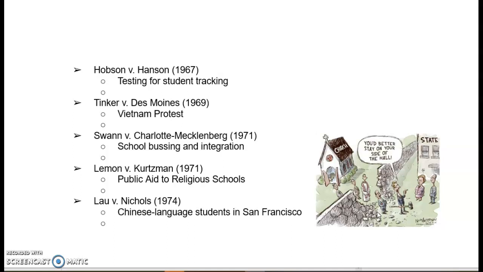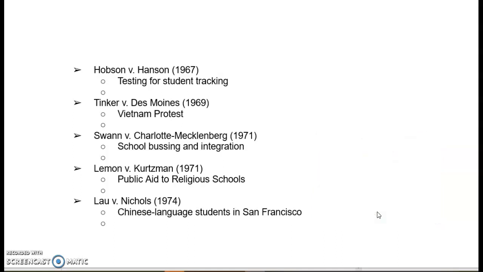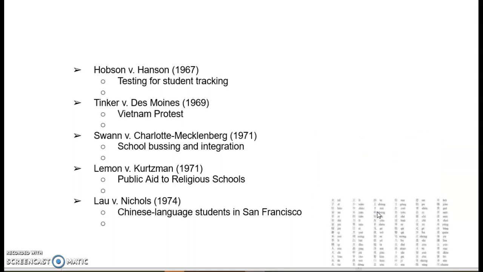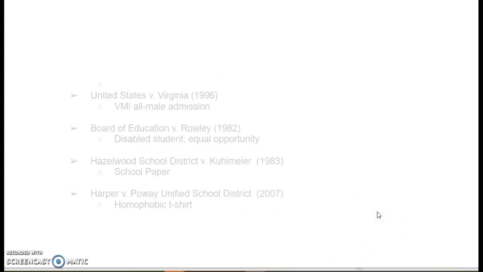And then Lau versus Nichols was about students not being able to access education because they were Chinese speaking, and the case upheld the right of students to receive an adequate education even if they're not native English speakers. I think that's all I have time for.